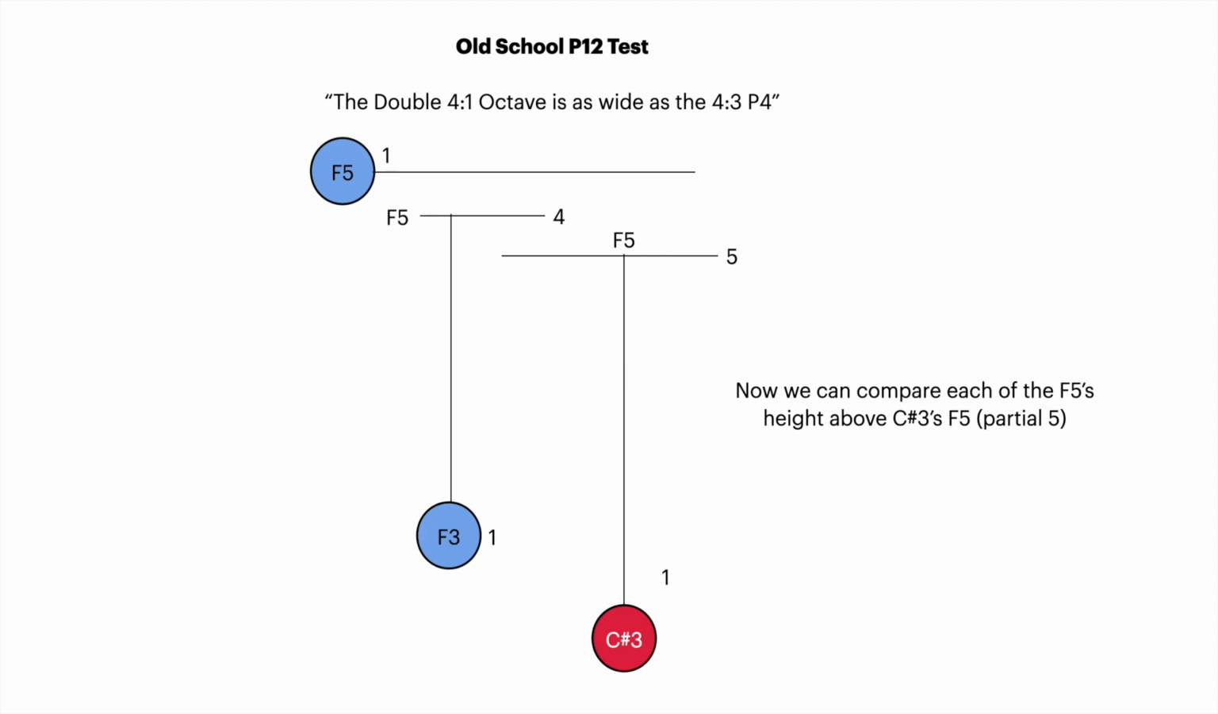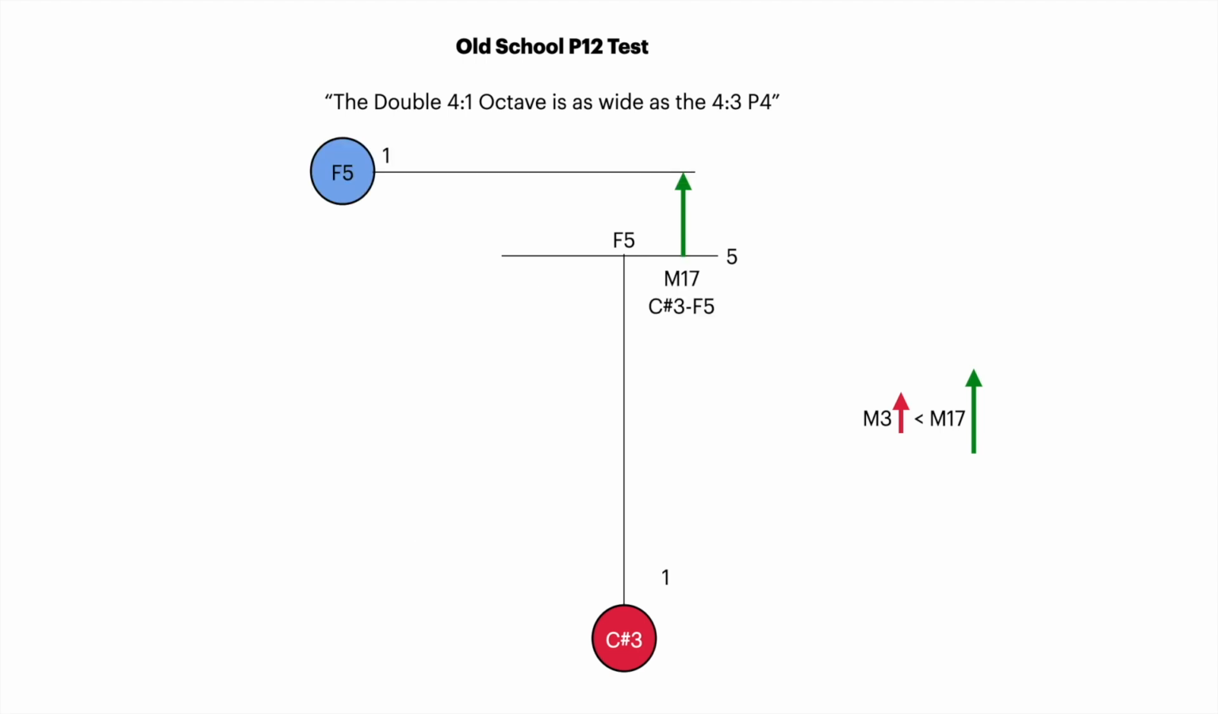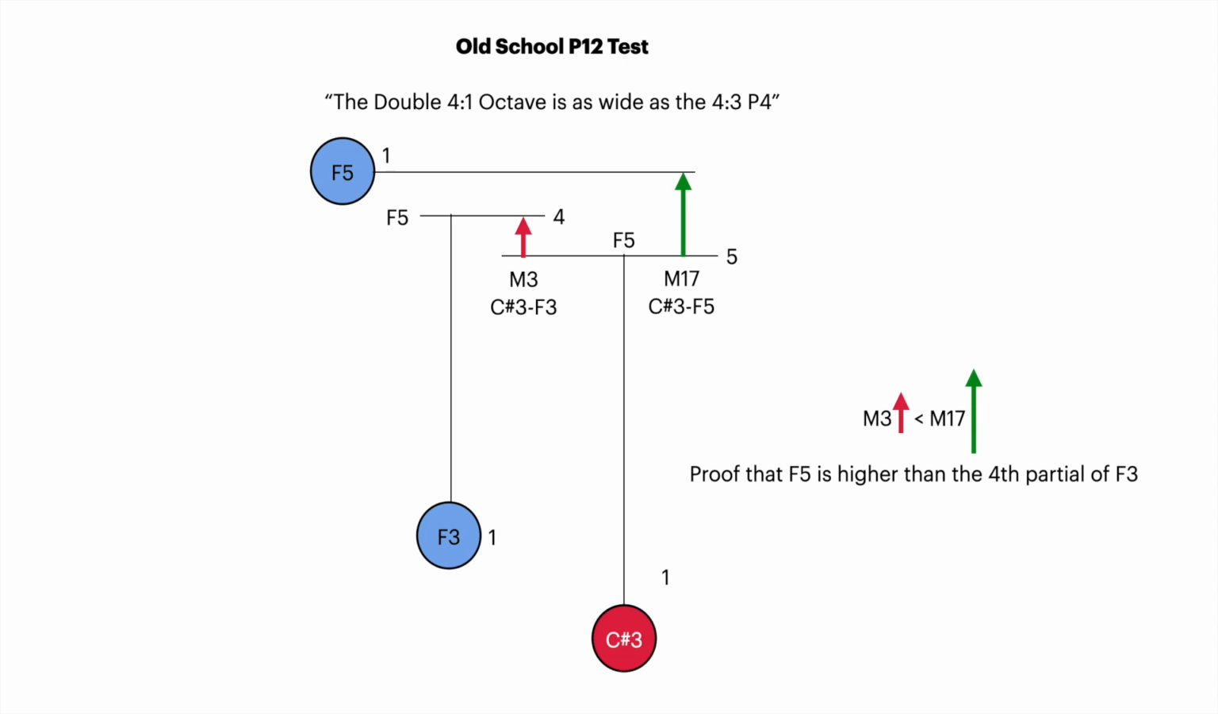Now we can compare each of the F5's height above the C#3's F5. The speed of the major third indicates the relative height of the coincident partial above the C#3's F5. Similarly, the speed of the major 17th indicates the height of F5 above the C#3's F5. By playing them back and forth and comparing their beat rates, we can determine the relative height of each of the coincident partials. The fact that the 17th is faster than the third indicates that the F5 is higher than the F3, and when the top note is higher, we say it's a wide interval.